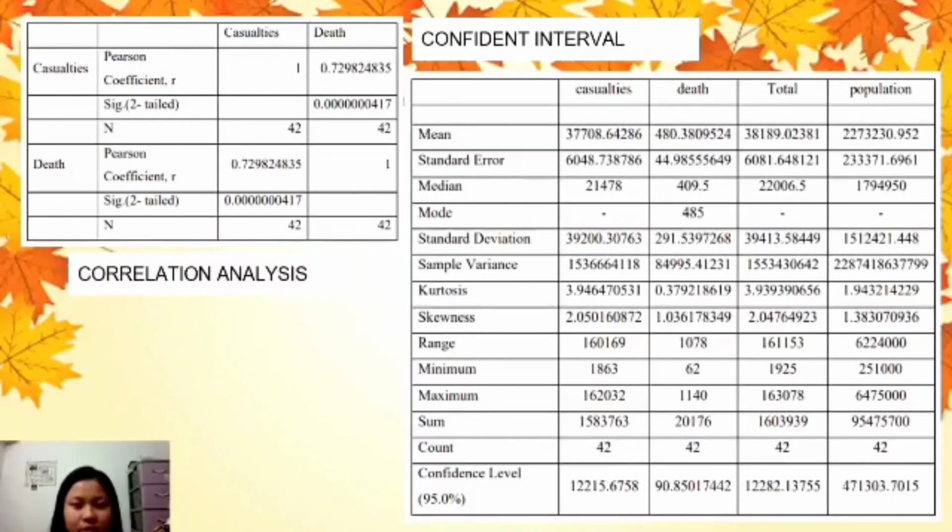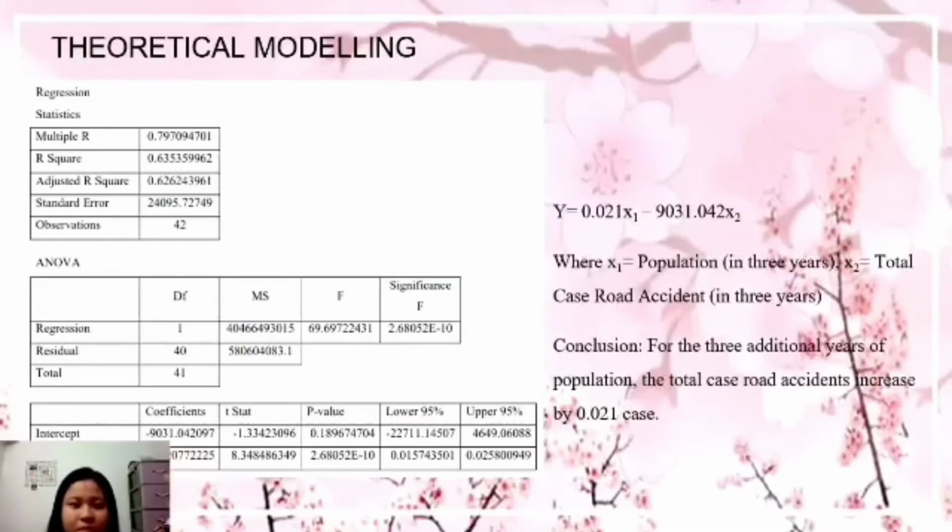This slide is showing 2 tables. The first table is the correlation analysis. This table is showing the relationships between casualty and death. And the next table is showing the confidence interval. And we can see the difference in the mean, standard error, median, mode, standard deviation, and more for the casualty, death, total cases, and populations.